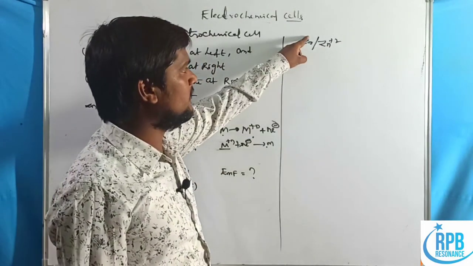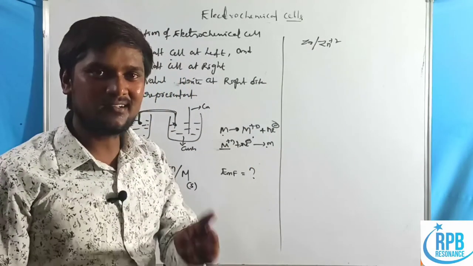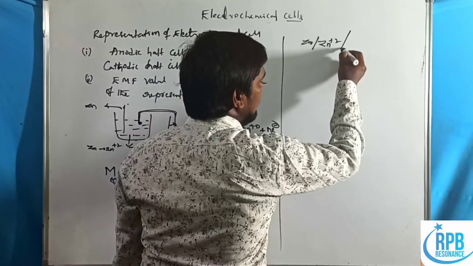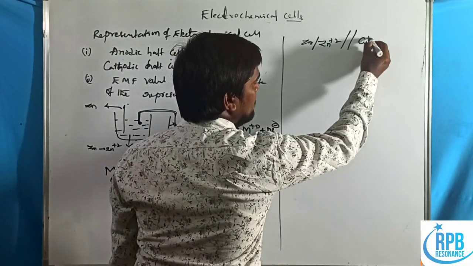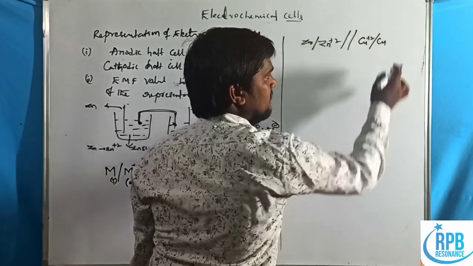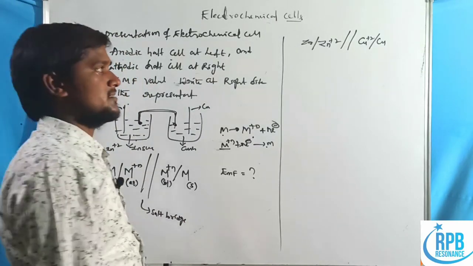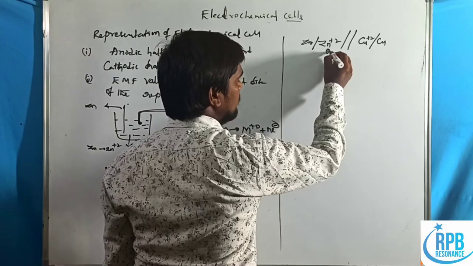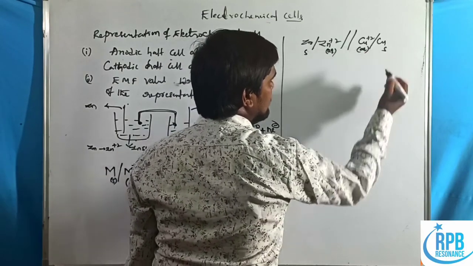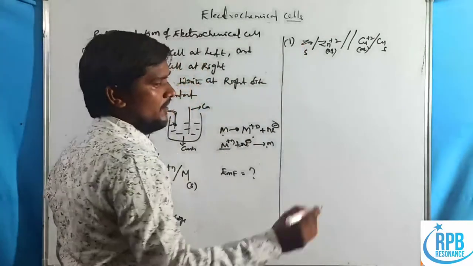Here zinc goes from 0 to plus 2. If the oxidation state increases, that is an oxidation reaction. Oxidation is always at the anode. Here it is the salt bridge. Now again copper plus 2 converts into copper. So a higher oxidation state converts into a lower oxidation state, that is a reduction reaction. Here zinc plus 2 is an aqueous solution, and the metals are solids. These types of examples can be converted into half cell reactions.